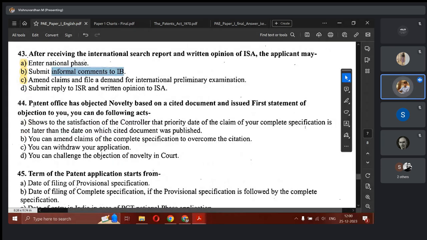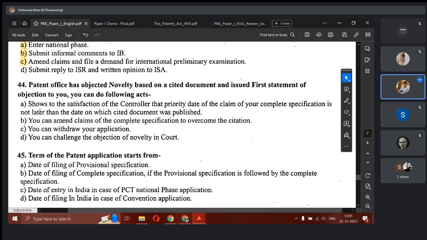Don't get disheartened. The other questions are easy as far as I remember. So the parent office has objected to novelty based on a cited document and issued the first statement of objection to you. Okay. So novelty has been objected and FER has been issued. You can do the following acts. So this question should be easy. So what can you do?